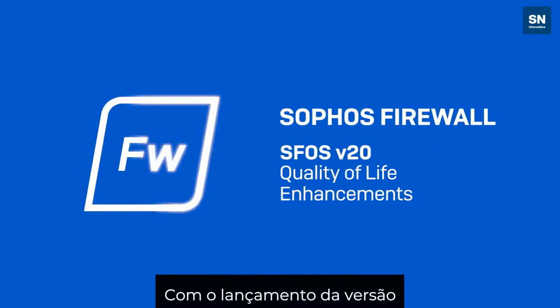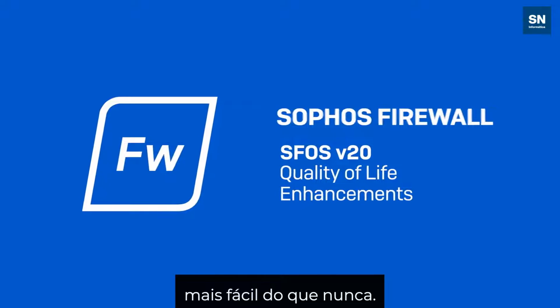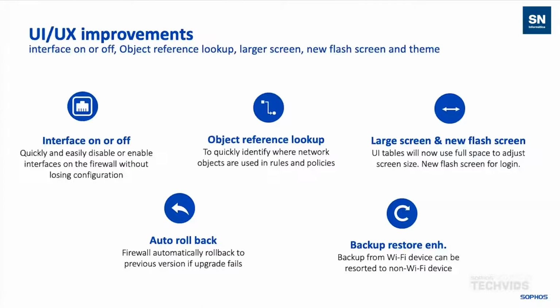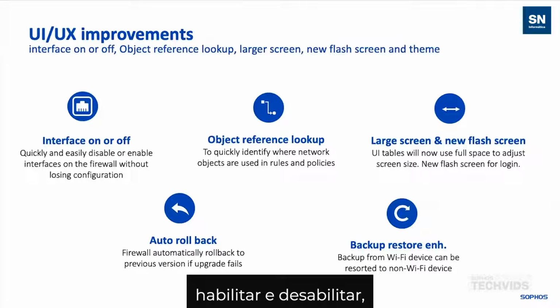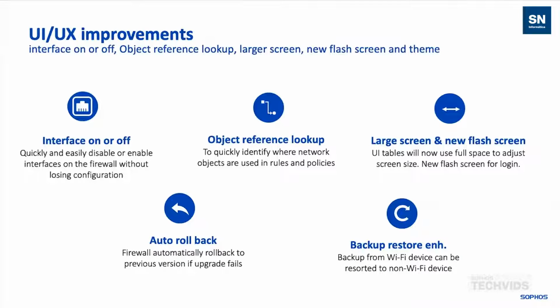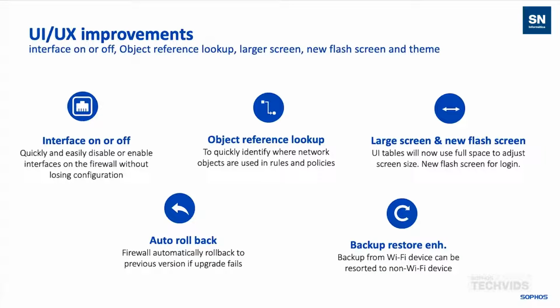Hi everyone. With the release of Sophos Firewall version 20, we've added many quality of life enhancements that make complex network management easier than ever. With this release, we've added some of the most frequently requested features, like interface enable disable and object reference lookup. We also have many more updates around backup restore, better visibility on large resolution displays, and more. Let's take a look.